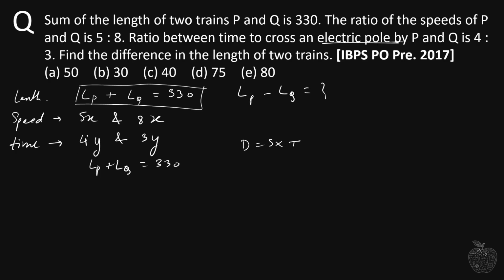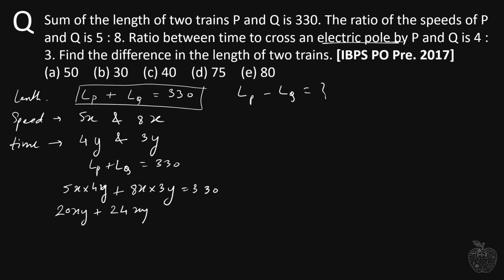So here we know the speed and time. So let's say LP is equal to speed into time, which is 5x into 4y, plus similarly for LQ, distance is equal to speed into time, which is 8x into 3y, and this is equal to 330. Now let's solve this. We get 20xy plus 24xy is equal to 330, and this is 44xy is equal to 330. So we have xy, which is equal to 15/2.